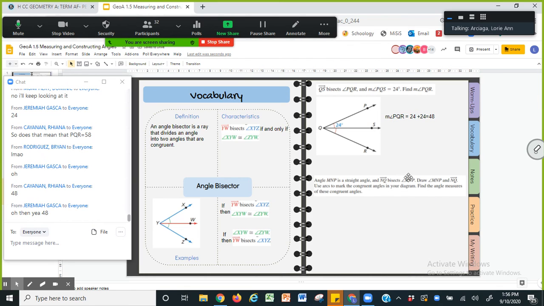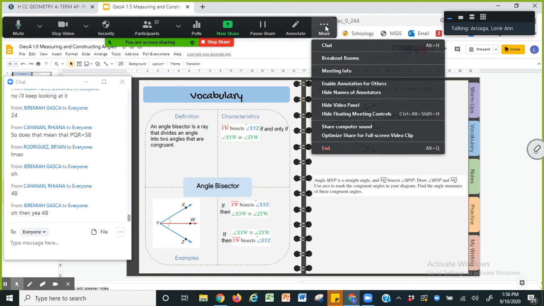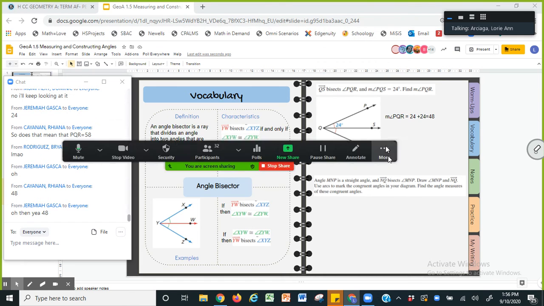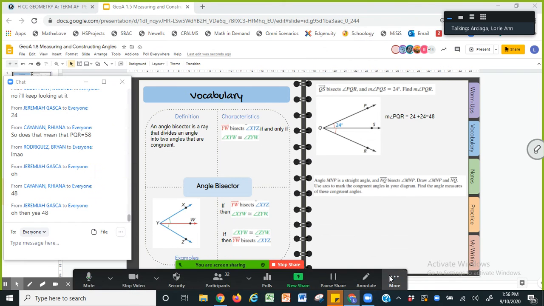Okay, so now we have to draw. To do this, you will either draw on paper or draw in Google Draw, or go to GeoGebra, whichever platform you can use online.